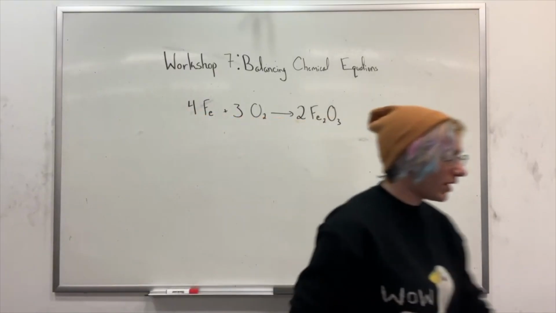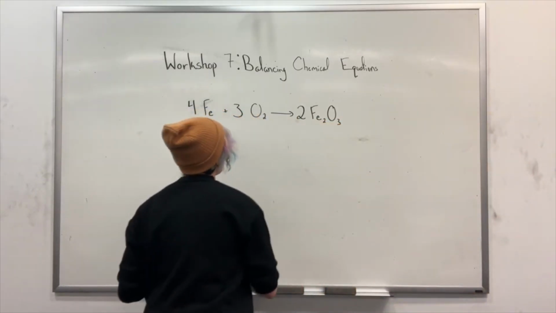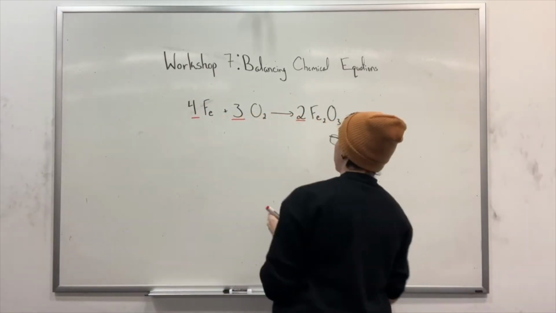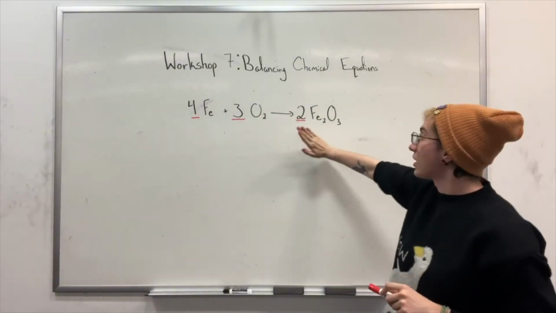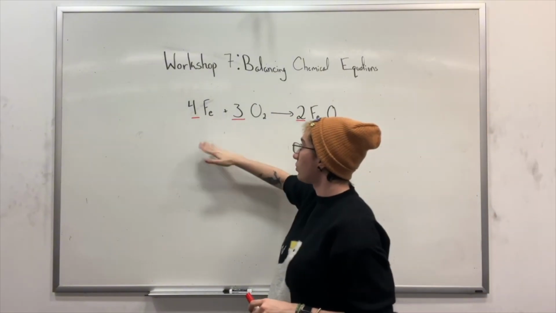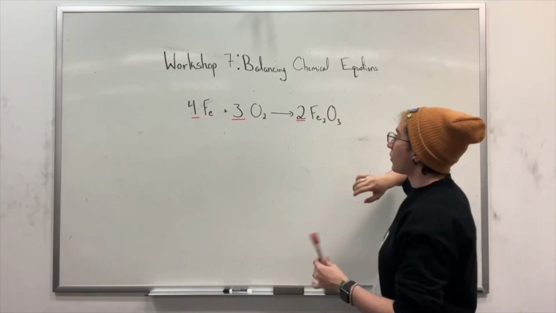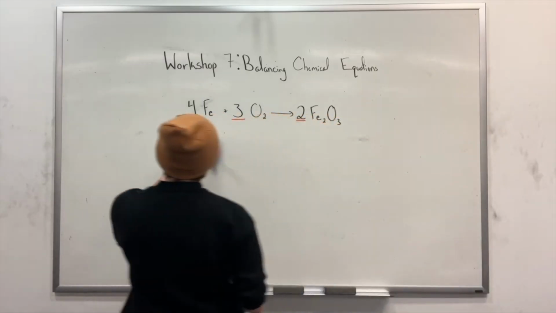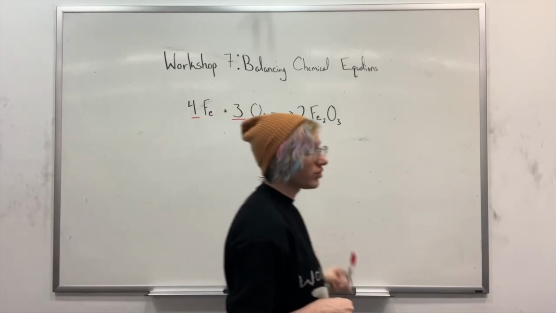And so that is where our coefficients come in. Coefficients are allowed to change depending on however the reaction needs to be balanced. The subscripts tell us how many of each atom that we have. That cannot change. This is always oxygen, this is always iron oxide, this is always lone iron. But the coefficients can change as much as they want, because all the coefficient is telling us is how much of that substance we have. We have 4 moles of iron here. We have 3 moles of oxygen, and we have 2 moles of iron oxide.